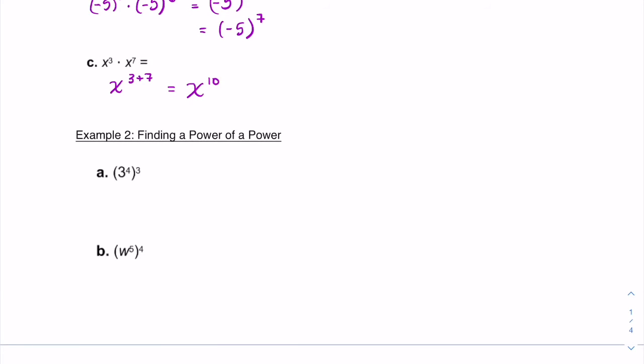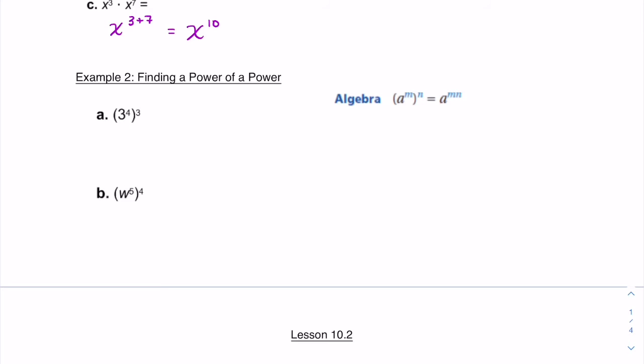Power of a power. Un power elevado a otro power, simplemente vamos a multiplicar. So here I have 3^4 to the power of 3. So I'm going to rewrite this as 3, 4 times 3. 4 por 3 es 12, entonces this is going to be 3 to the 12th power. Same thing with variables. Here I have w, and I'm just going to do 5 times 4, and 5 times 4 is 20. So I'm going to have w to the power of 20.